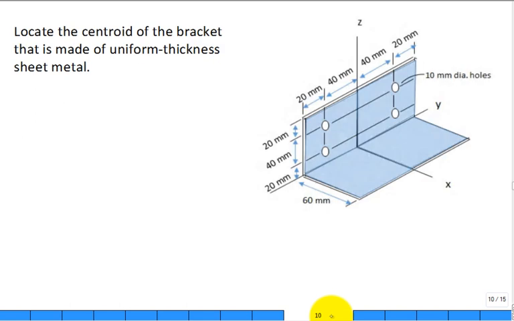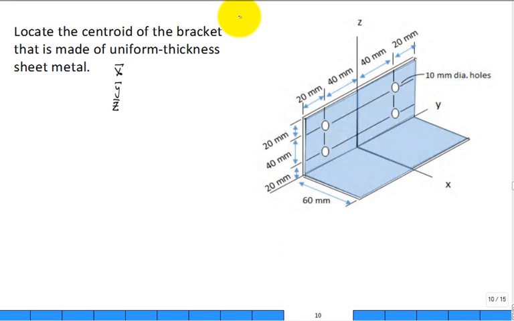I want to solve this problem. Locate the centroid of the bracket that is made of a uniform thickness sheet metal that's been bent into an L shape. So the sheet metal is a plate, and then they bent it, and then they popped 4 holes. 1, 2, 3, 4 holes. Those holes have 10 millimeter diameter. So this is a composite, so we'll tabulate to calculate the centroid. So which of these are we going to calculate? X bar, y bar, and z bar. True? X bar, y bar, and z bar.